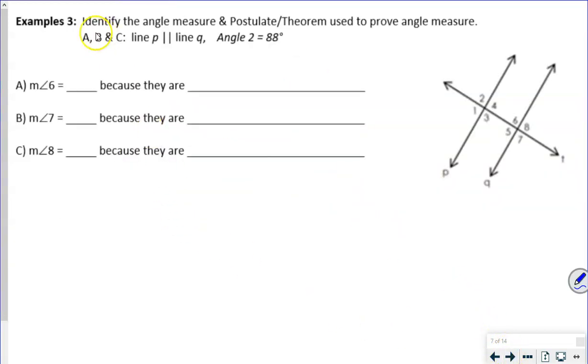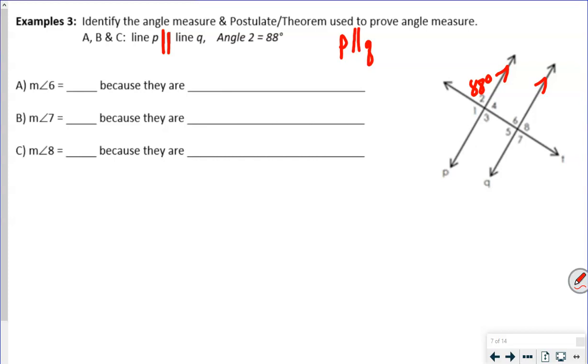All right. So now, example 3 says, identify the angle measure and postulate or theorem used to prove that the angle measure. So line P and line Q are parallel. This line symbol right here, y'all, means that the lines are parallel. It could have just said P double line Q, and that tells me that P is parallel with Q. So once again, we're going to draw an arrow on there because that's what indicates that those lines are parallel. It's asking us what's the measure of angle 6. It told us that the measure of angle 2 was 88. So we're going to write 88 right here.